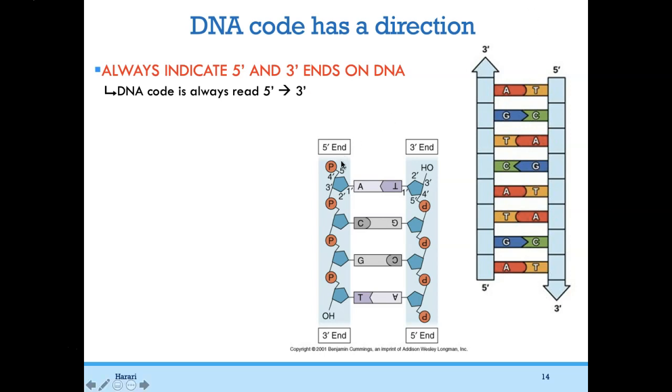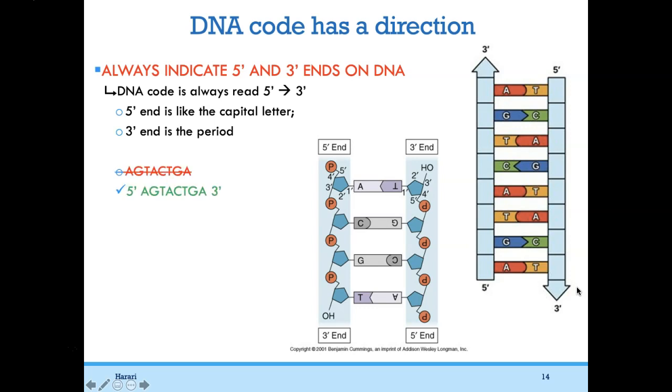So take a second to try to tell me what the sequence of this looks like. What is this sequence? You could write that it's 5' AGT ACT GA 3'. You can't just write letters. You have to indicate a capital letter and a period, just like you would in a sentence in English. You have to indicate your punctuation, like 5' and 3'. So remember, DNA code has a direction.